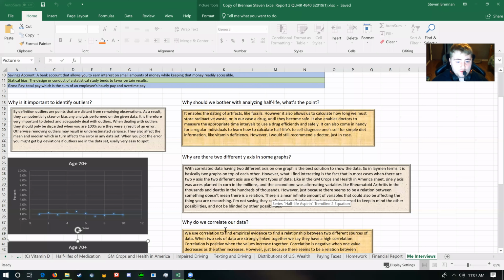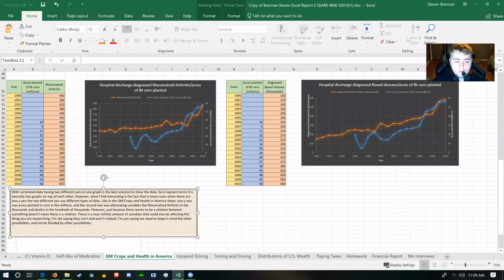Question three, why are there two different y-axes on some graphs, especially graphs that we use on this Excel report? So with correlating data, having two different axes on one graph is the best solution to show the data in most graphs that are comparing them. In layman's terms, it is basically two graphs on top of each other. That's how I just perceive it, just an easy perception of it.